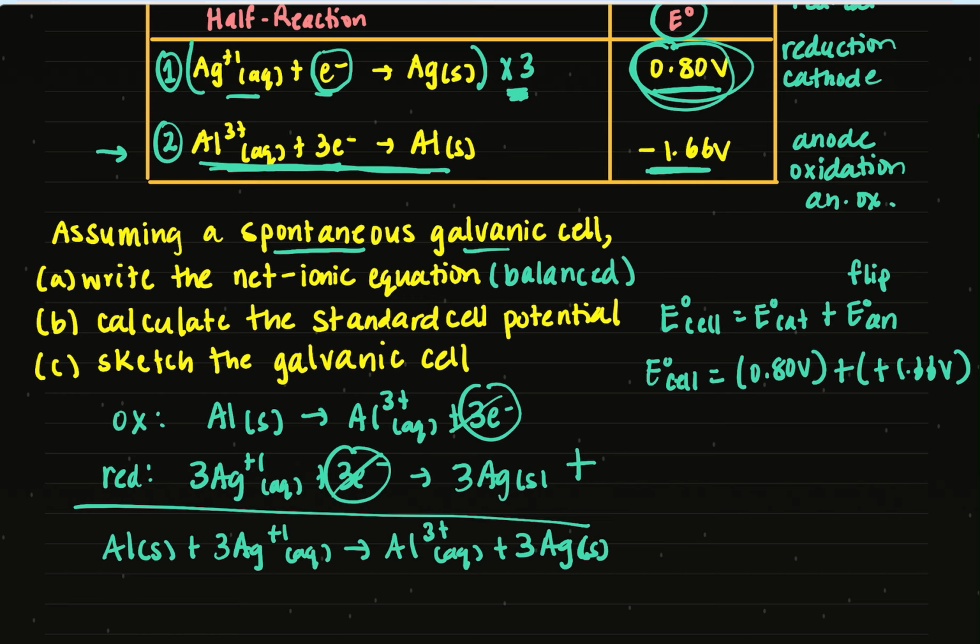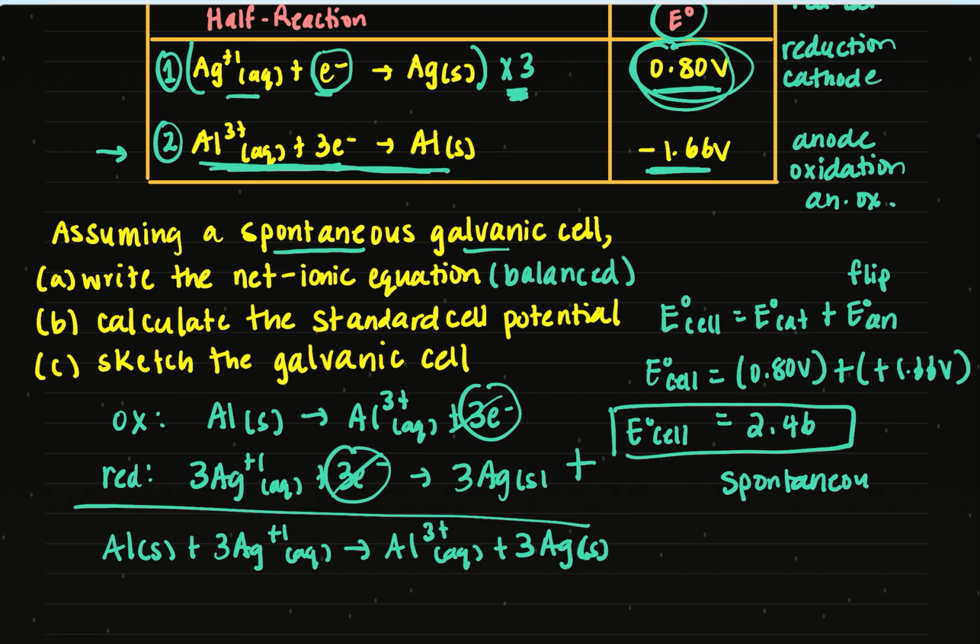Hopefully that makes sense. Now the answer, you'll know you're right because if it's a spontaneous galvanic cell, your overall E naught, or your standard cell potential, has to be a positive number, and that's what we get when we add these up. We get 2.46 volts, and that does represent a spontaneous galvanic cell. Because your answer is a positive value, you're generating that amount of energy in this redox reaction.